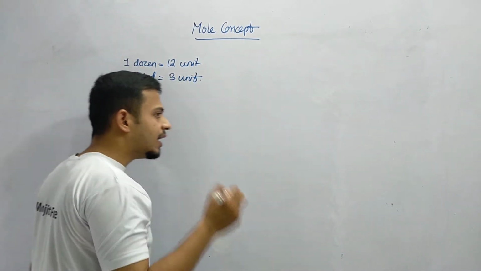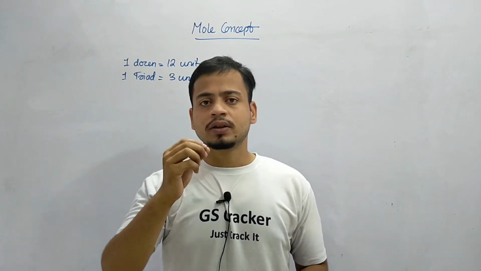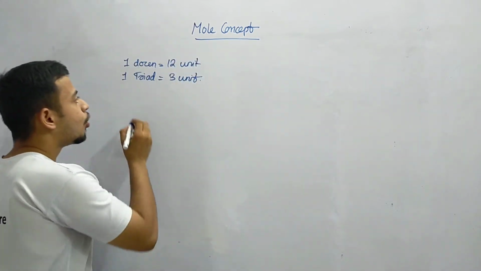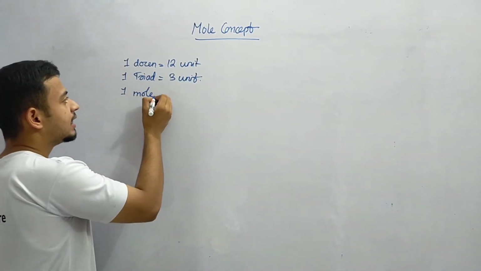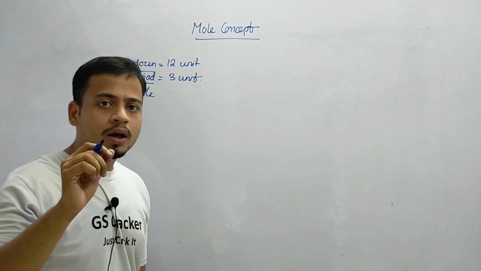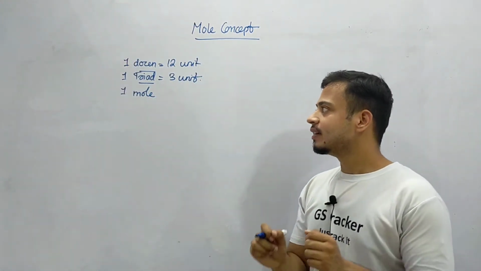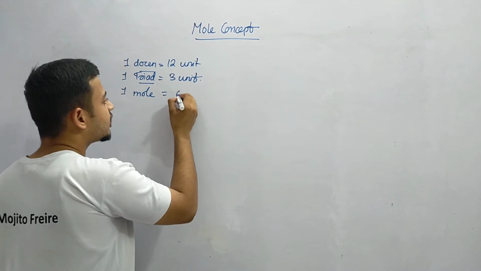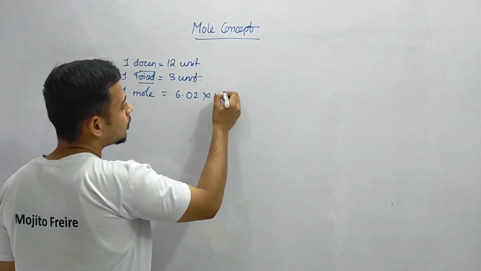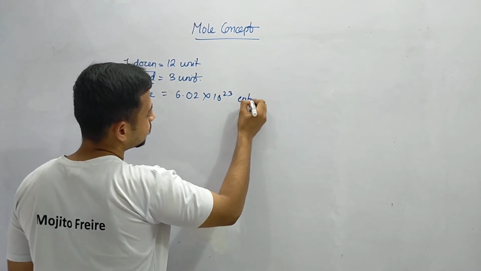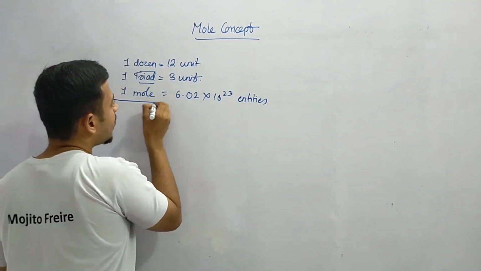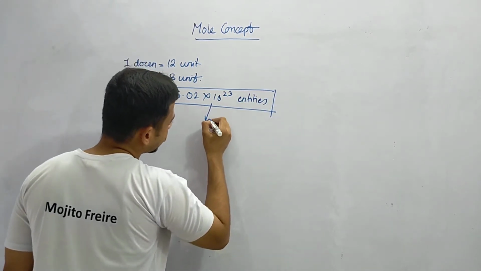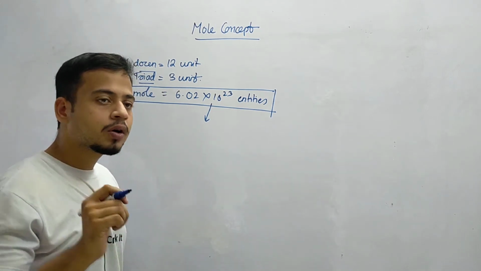Similarly, if we go to the microscopic level, the level of atoms, molecules or compounds, we use another term, that is 1 mole of something. Like 1 dozen, 1 triad, similarly 1 mole. Now, how many entities like atoms, molecules, ions are present in 1 mole? 1 mole contains 6.02 into 10 raised to power 23 entities. This you have to remember. This is a fixed number and this is also known as Avogadro constant.